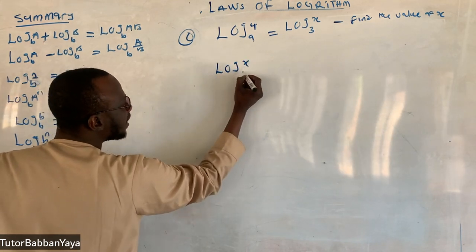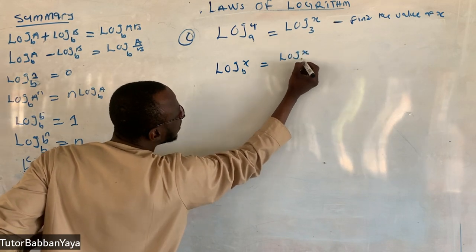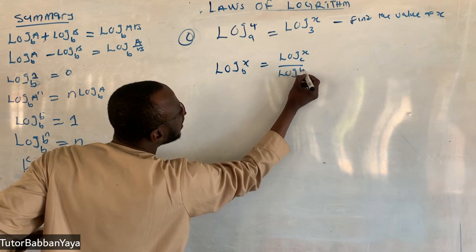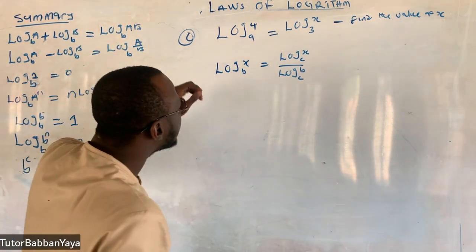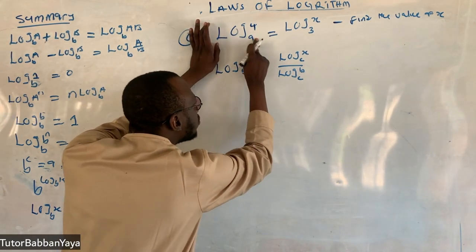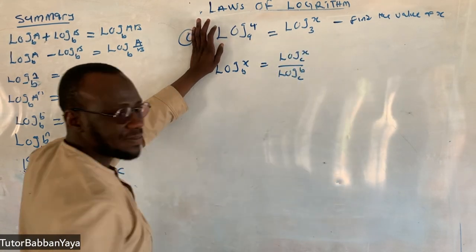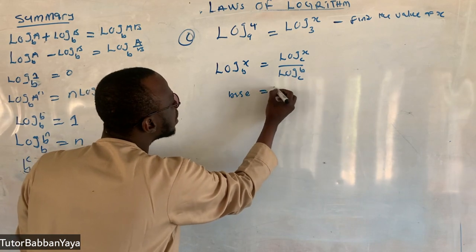log x base b equals log x base c all over log b base c. So in this case, we change our base from 9 to 3. Now our base is 3.